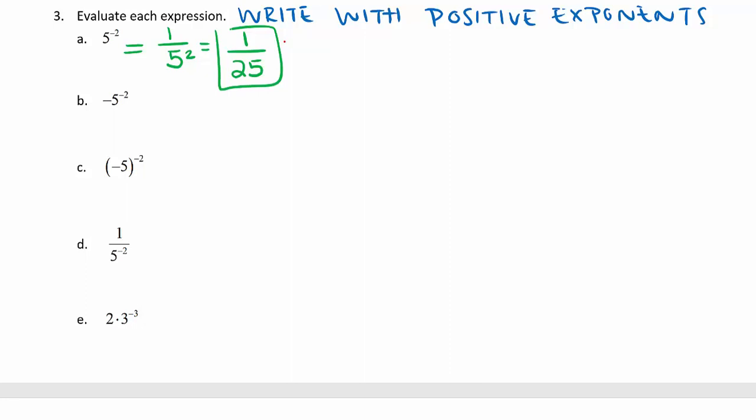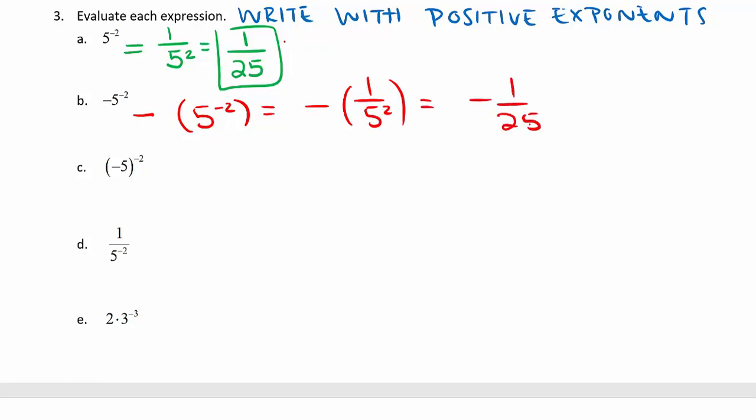Now in part B, we have a negative. And remember, if you don't have parentheses, the exponent only applies to the 5. It doesn't actually apply to the negative. This is the same as a negative 5 to the negative 2, or negative 1 over 5 squared, or negative 1 over 25. The exponent only applied to the 5, not to the negative.